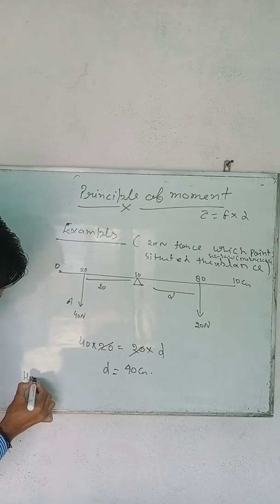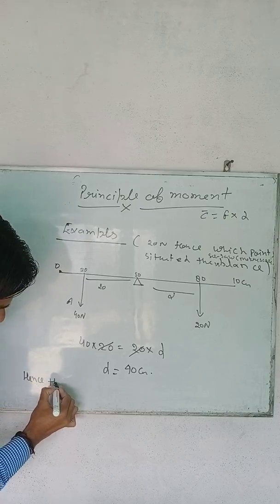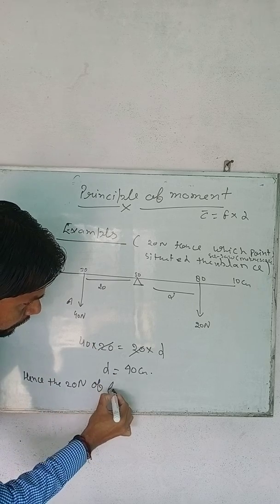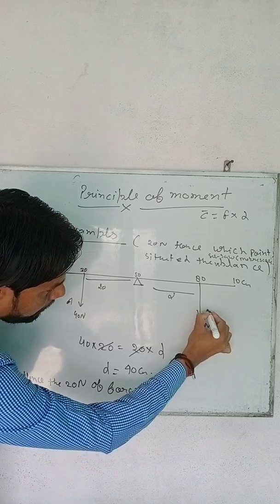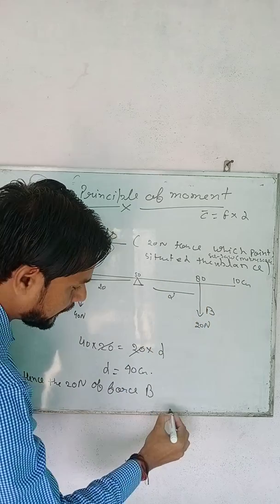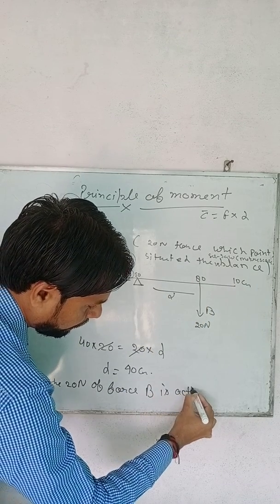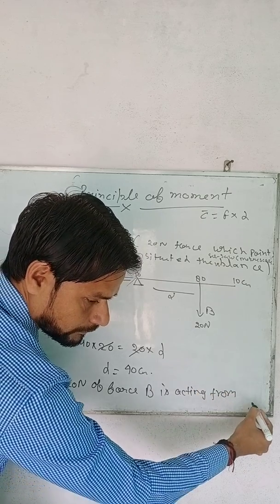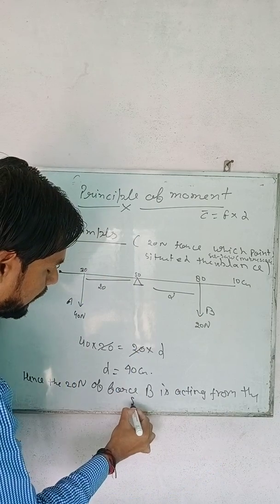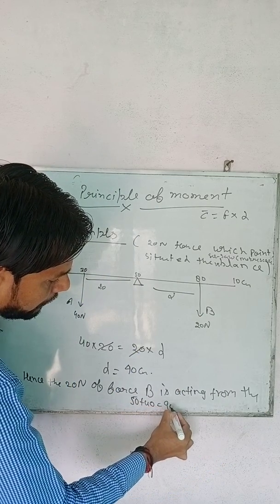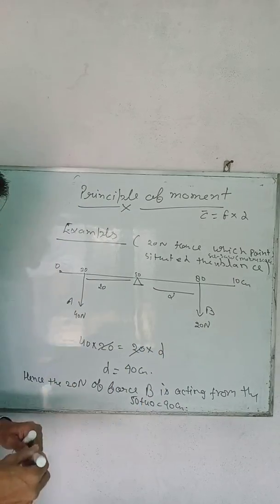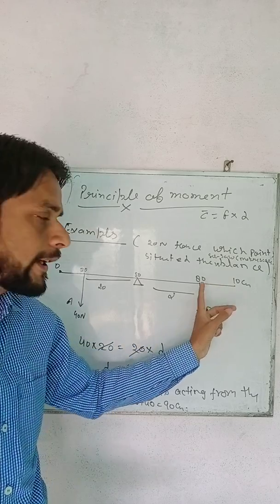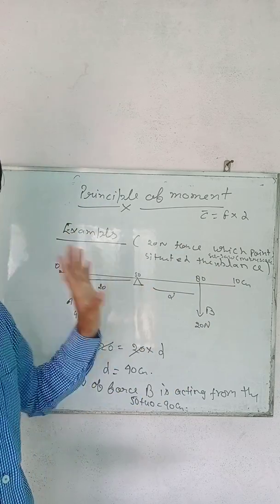Hence the 20 Newton force is acting at 50 plus 40, the 90 centimeter mark. If the 20 Newton force acts on the 90 centimeter mark, then the seesaw or meter scale is balanced.